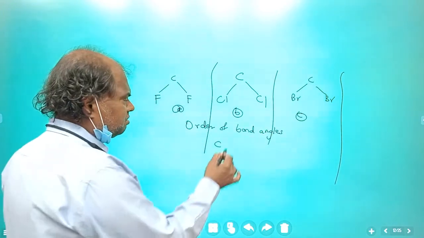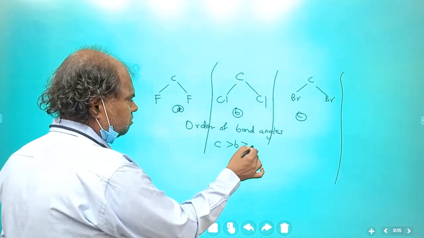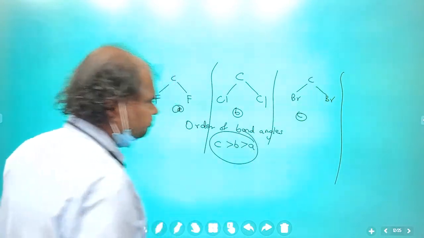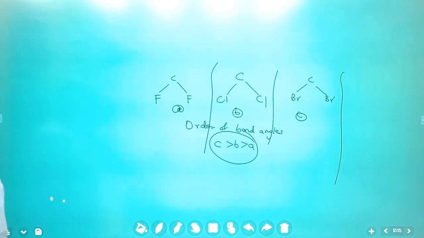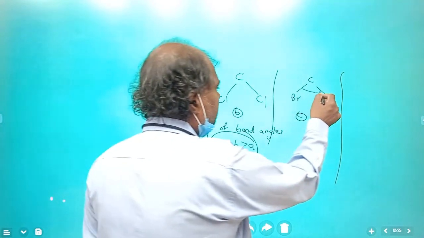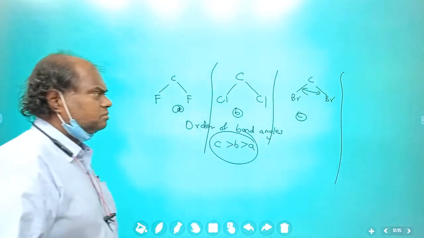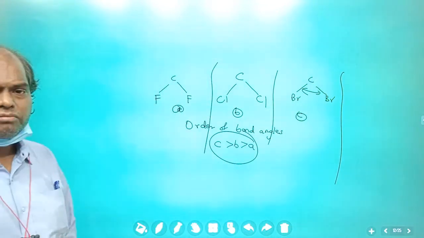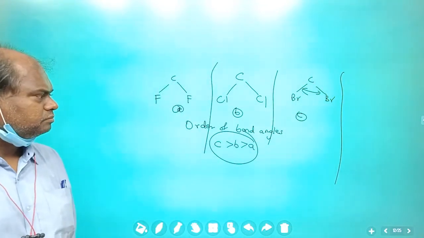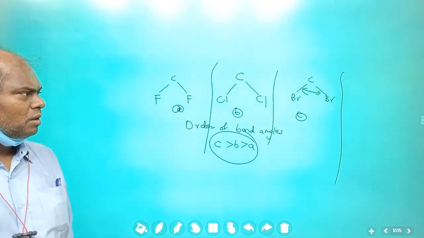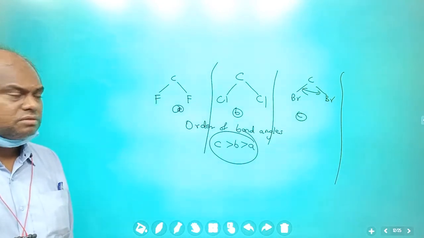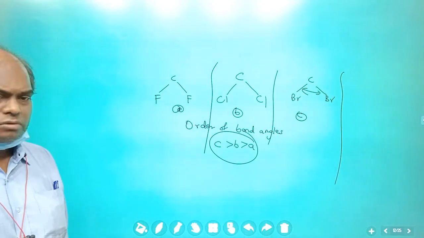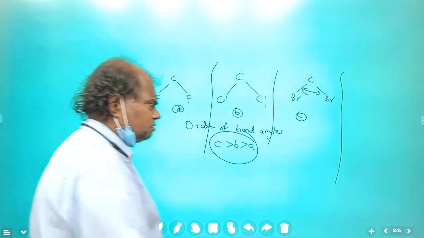Bromine is very big. Getting it? The angle will be larger because bromine's size is very big. So it depends on the size. Okay, students, I hope you are getting it.